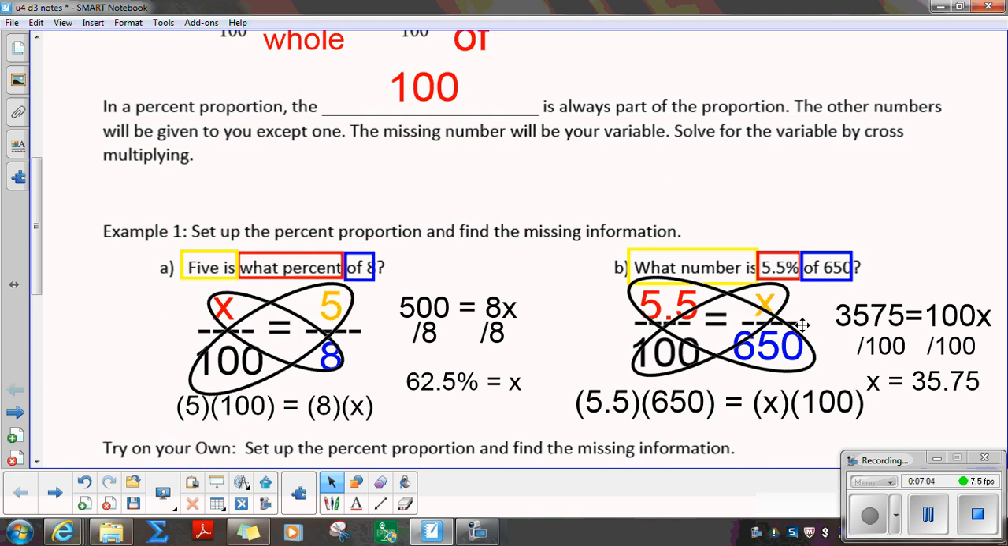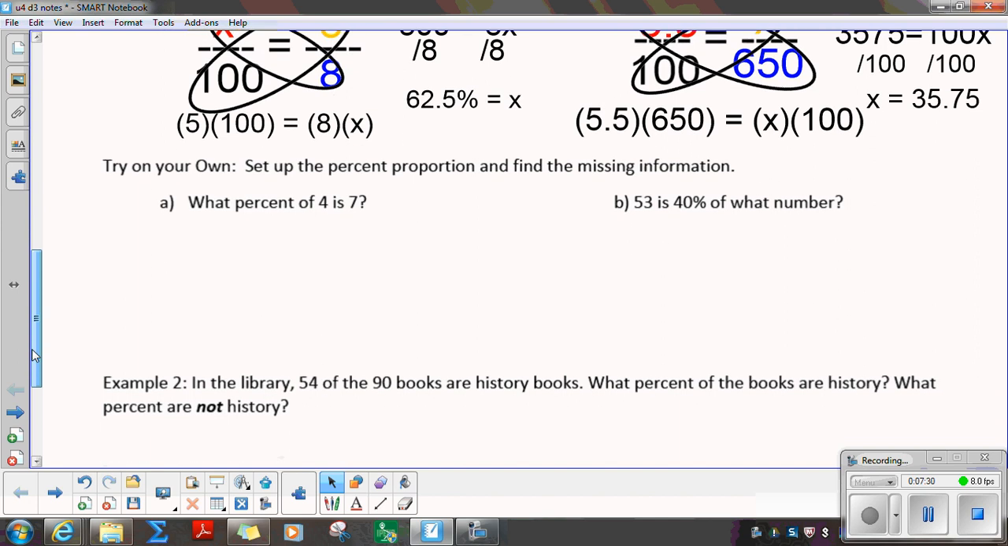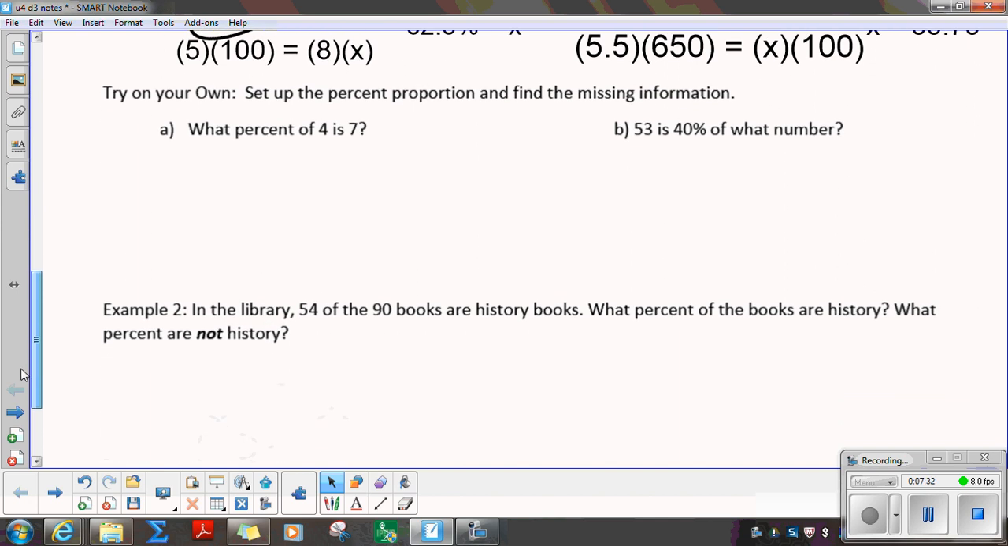Okay? So now you are going to do these two on your own. Very similar. I would suggest making those boxes or using different color highlighters, something to help you identify what's what. You can either pause the video now and do these right now, or you can come back to them at the end. I'm going to make sure that this entire page is complete for when I come check homework, okay? I'm going to go ahead on to example 2, which is a word problem.